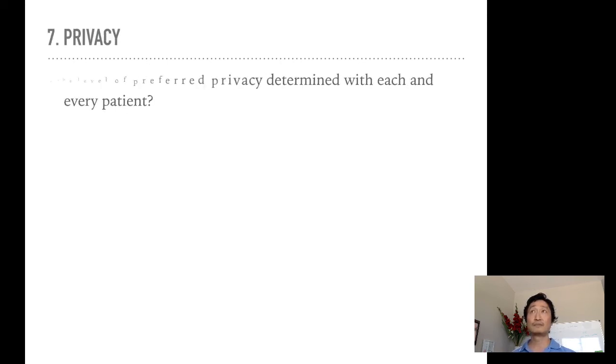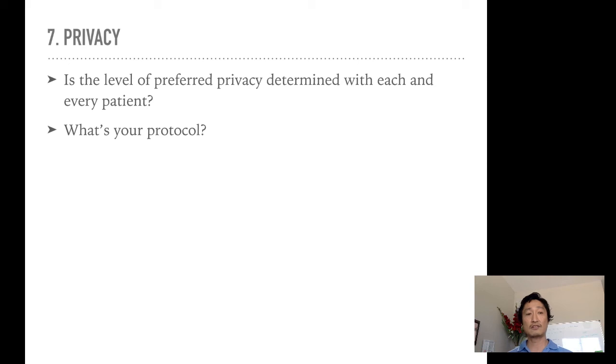Seven is privacy. Is the level of preferred privacy determined with each and every patient? Every patient has their own level of preference of how much privacy they want. Don't just leave it to assumption. Don't just think, oh, this is a young person that's fit, athletic, so they don't mind if we expose their body. No. You can't leave it up and open. You've got to make sure that you determine it with each and every patient.